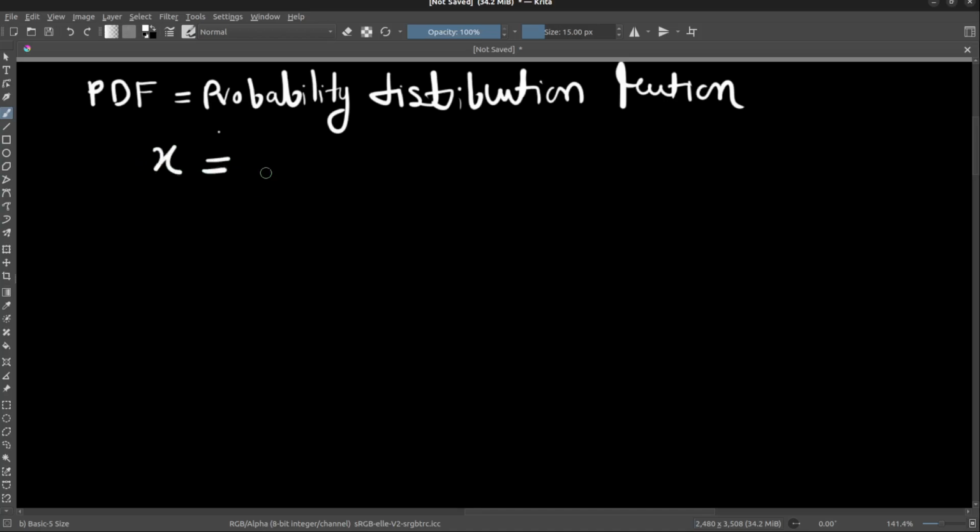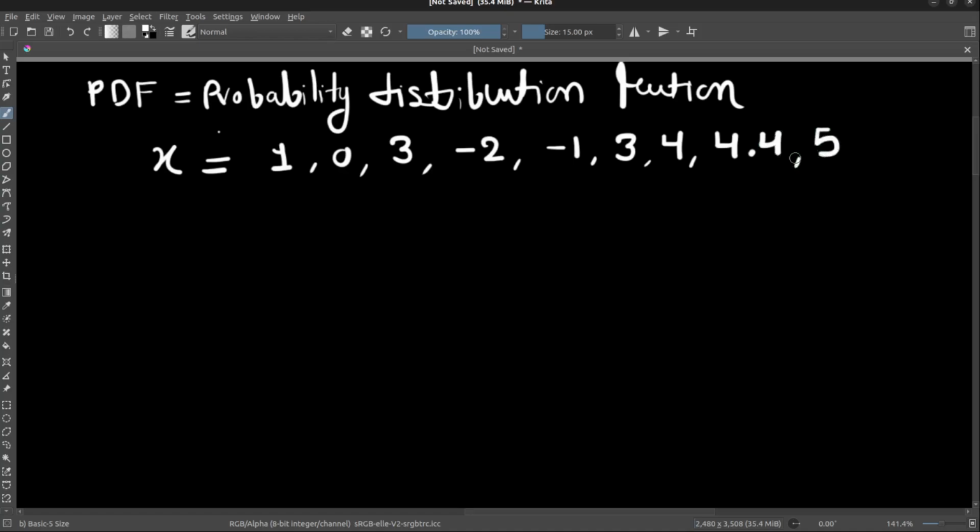Okay, so let's say it has some values like 1, 0, 3, 3, and let's say -2, -1, 3, 4, 4.4 and 5. Okay, so these data points are given to you, and from this given data your task is to plot the probability density function.